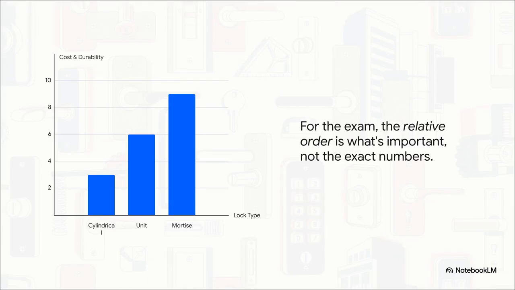For the ARE, you do not need to memorize exact dollar amounts. What you do need to know is the relative order. Cylindrical is your baseline. Low cost, low to medium durability. Mortise is way up at the top end. Highest cost, highest durability. And that unit lock, it sits comfortably right there in the middle. This visual hierarchy is a super powerful tool for making quick calls on the exam.